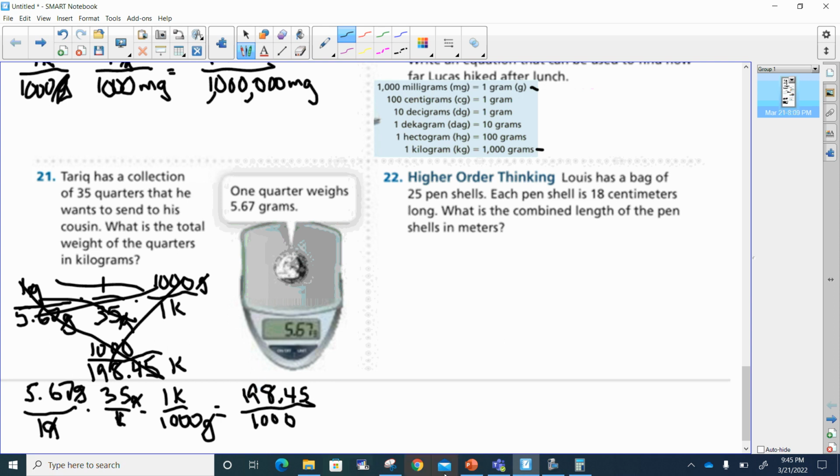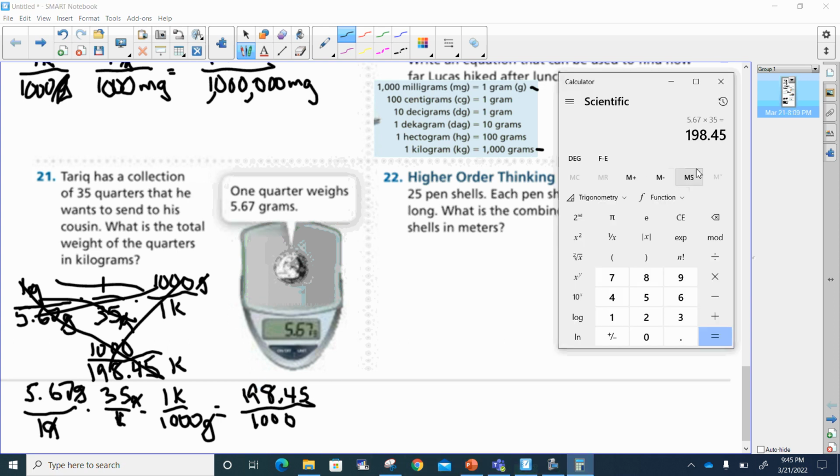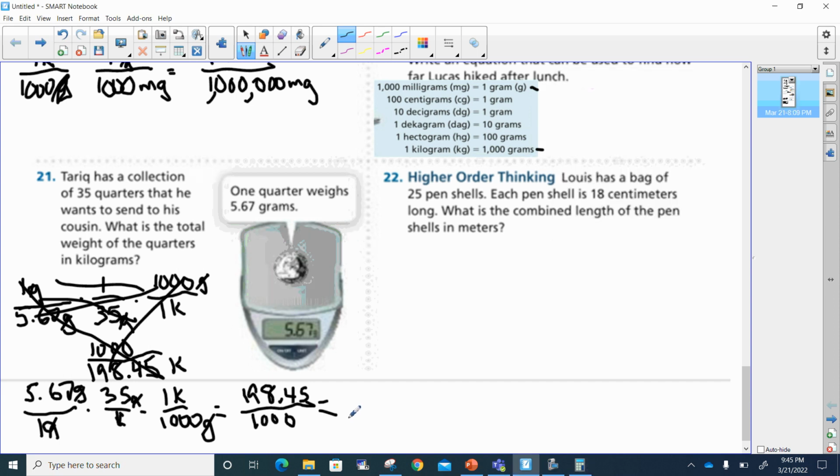So now we have to take 198.45, let's put that in the calculator here, and divide it by 1,000. That's going to give you 0.19845. Okay. And that's your answer. The weight would be in kilograms. All right. So 0.19845 kilograms is your answer for number 21.